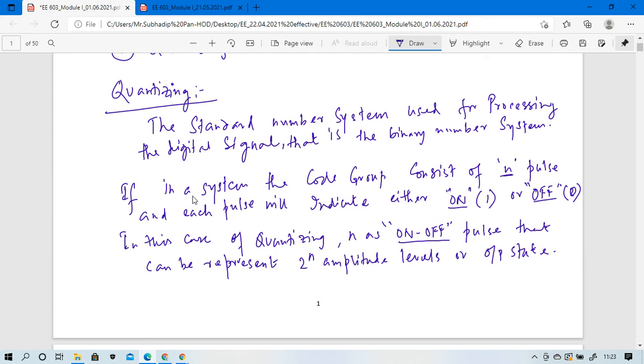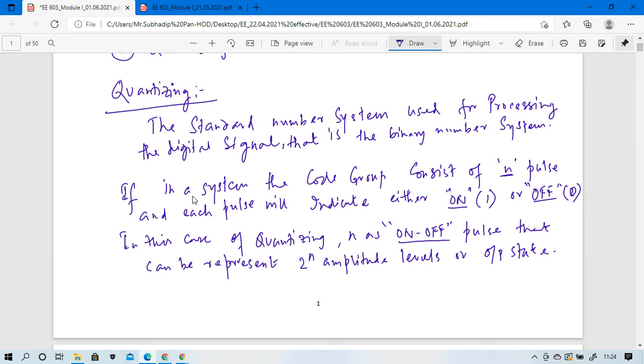So if we have a system having a code group which consists of n number of pulses, and each pulse indicates either an on state or an off state, then in this particular case of quantizing, n is considered as an on-off pulse, and that quantizing effect can be represented as 2 to the power n amplitude levels, or 2 to the power n output states.